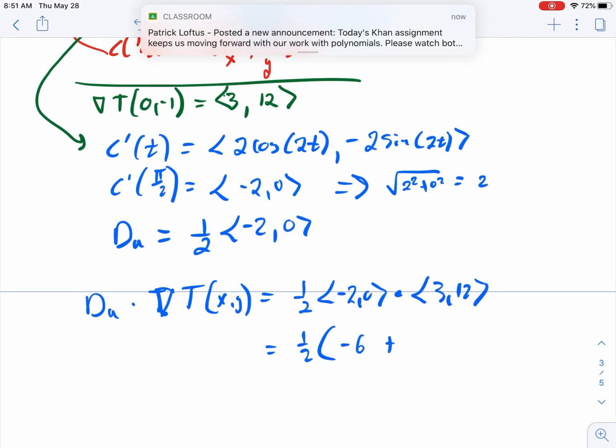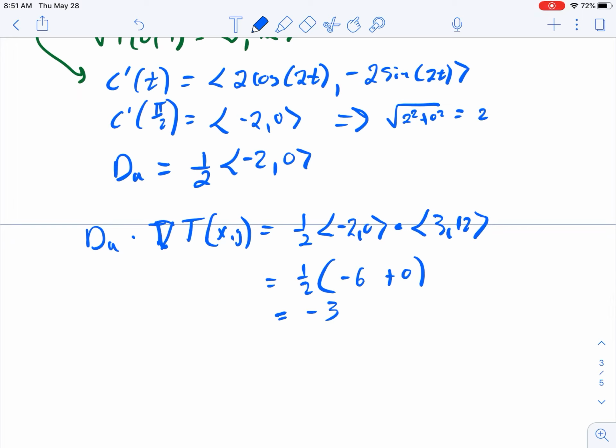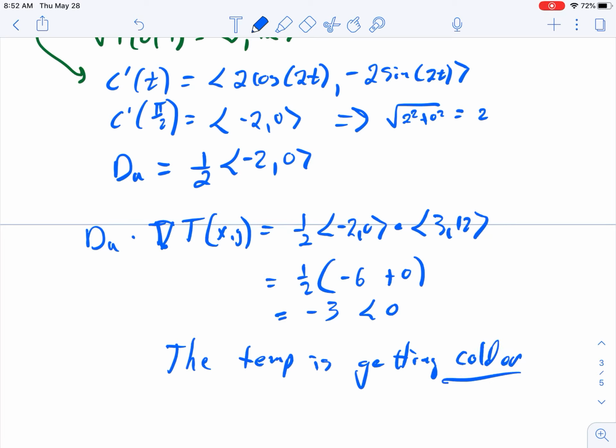And what do we have here? 1/2. So -6 plus 0, -3. Okay, so can you have negative values? Yes, it's less than 0. So basically the temperature is getting colder at that time. Okay. All right.